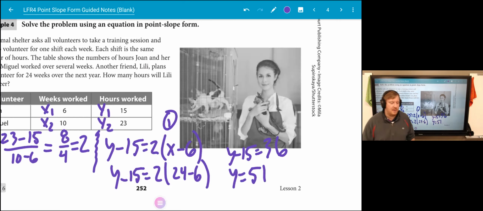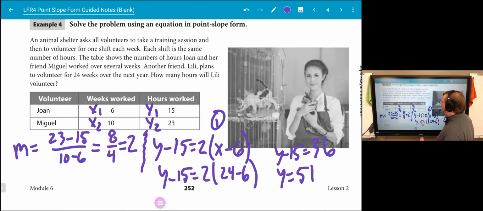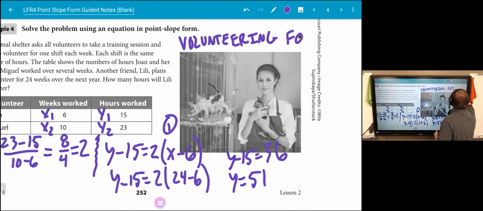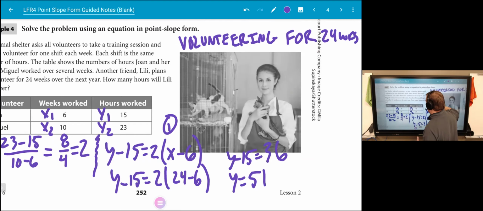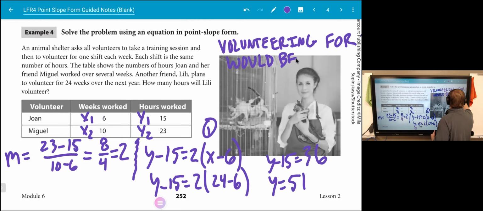Well, let's see if this makes sense. 51 what, first of all? So how many hours would Lily volunteer? So it's 51 hours. If she volunteers for 24 weeks, that would give her 51 hours. So volunteering for 24 weeks would be 51 hours. And does that make sense?